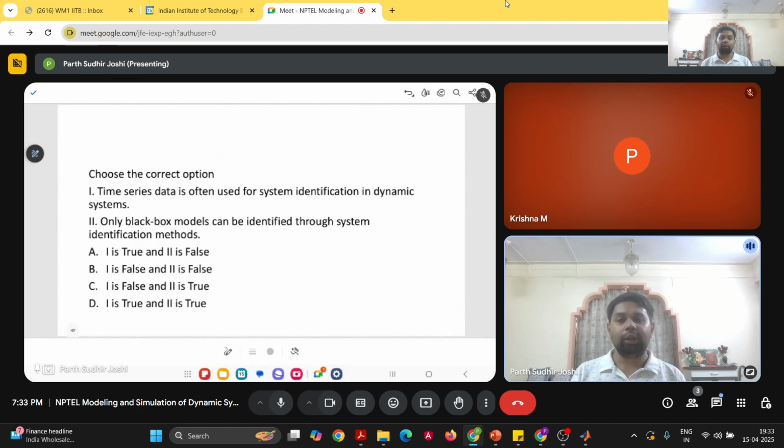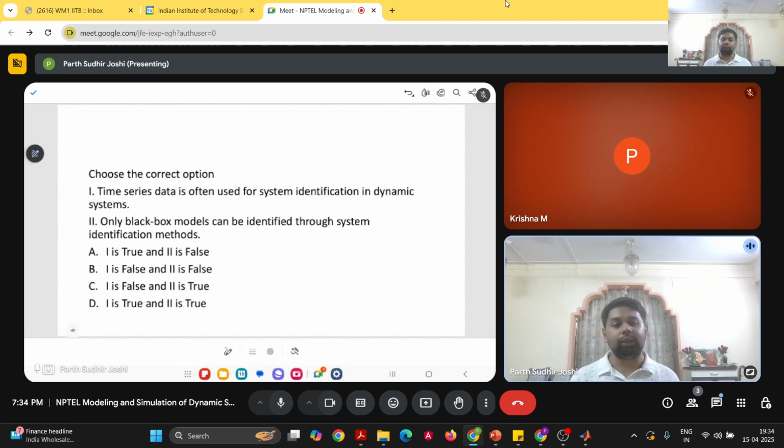In case of black box model, we select certain suitable model structure and then tune the parameters using the system identification methods. So there we do not have a physical understanding of the system, and basically cannot derive a model based on physical laws to guess the model structure. So we assume a suitable model structure and then use the system identification method.